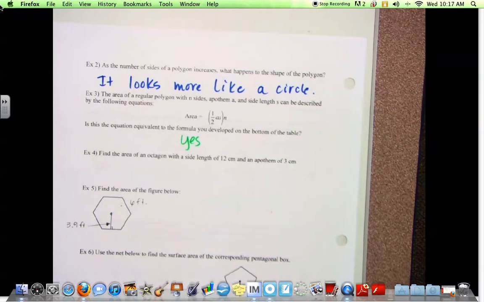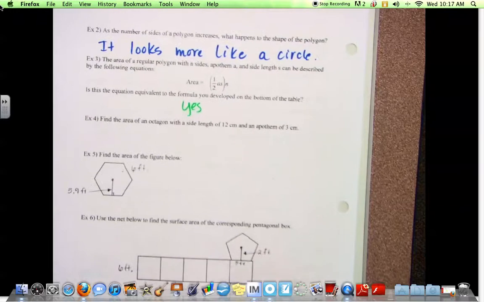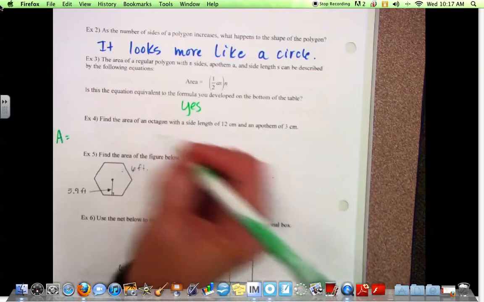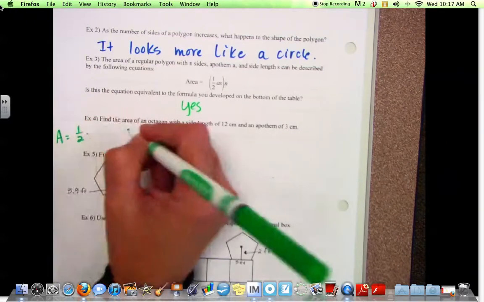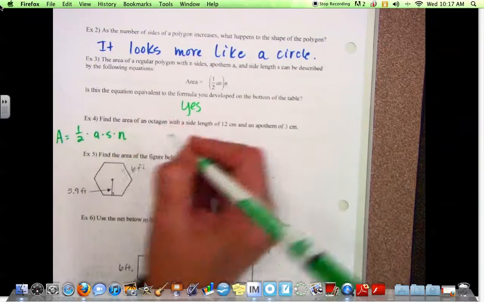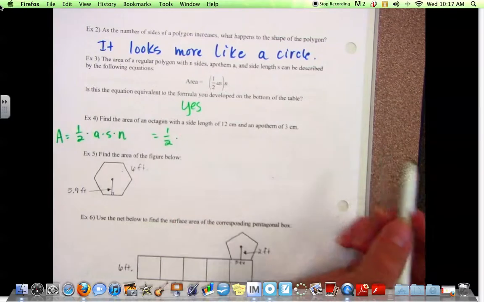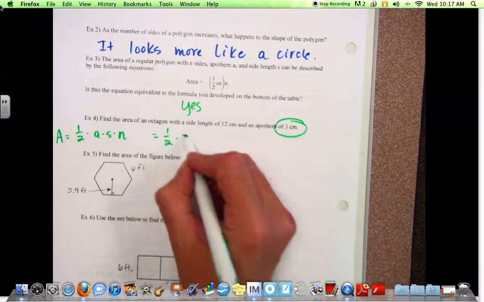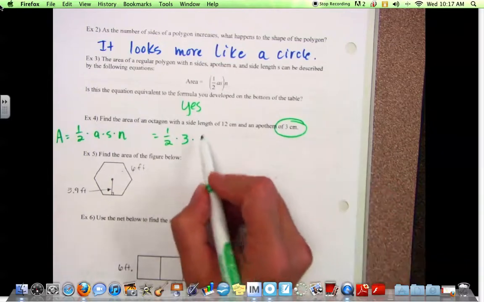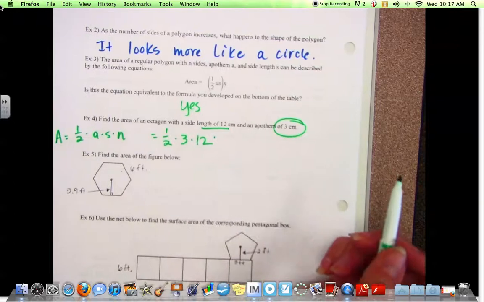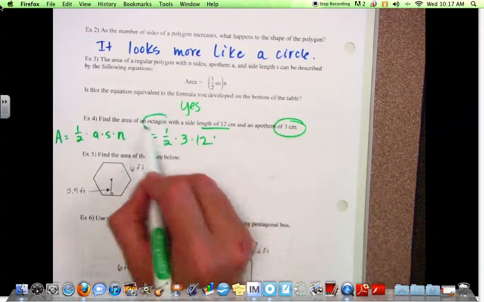Example 4. Find the area of an octagon with a side length of 12 centimeters and an apothem of 3 centimeters. So what's our formula? Area equals 1/2 times apothem times side times N. What is my apothem? 3. What is my side length? 12. How many sides do I have? 8. How do you know that I have 8? Because it's an octagon.